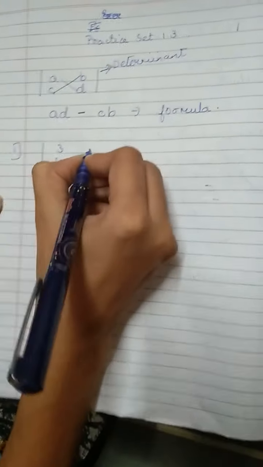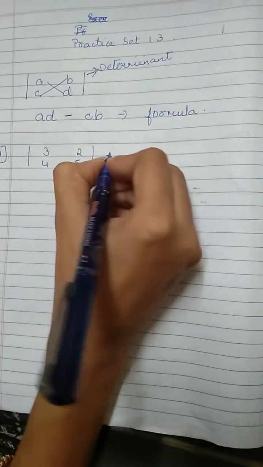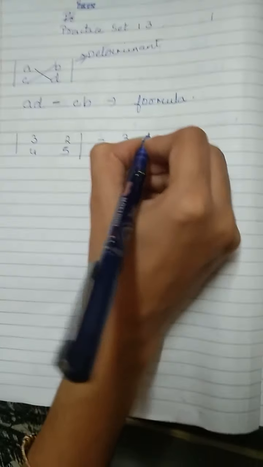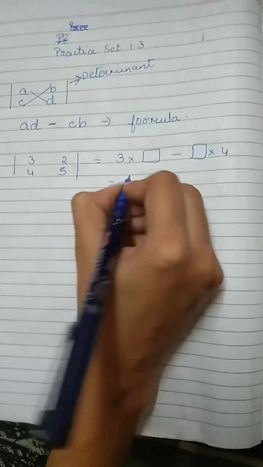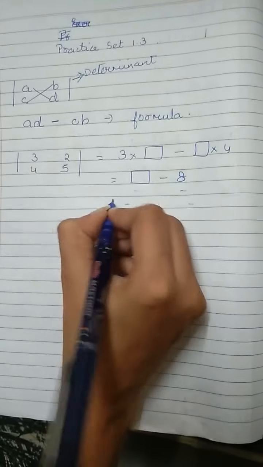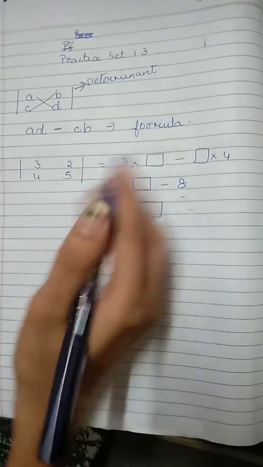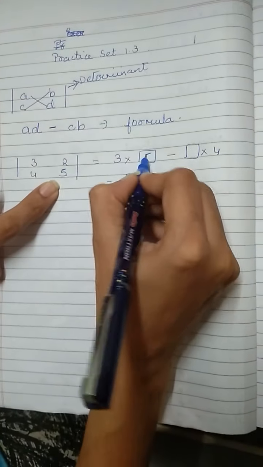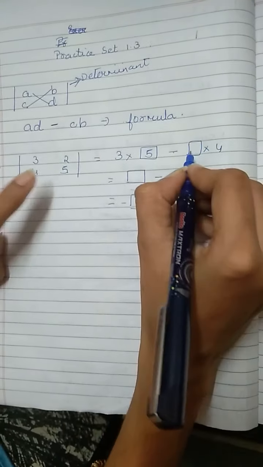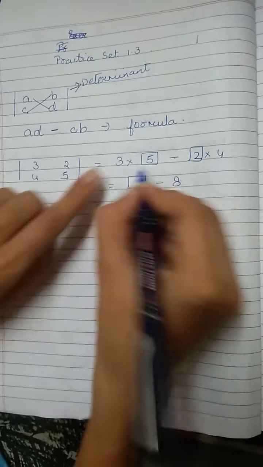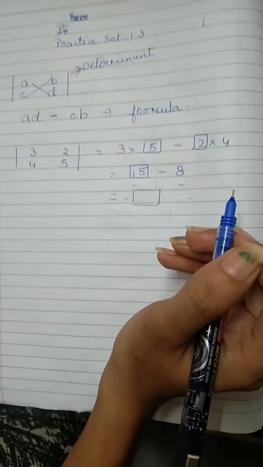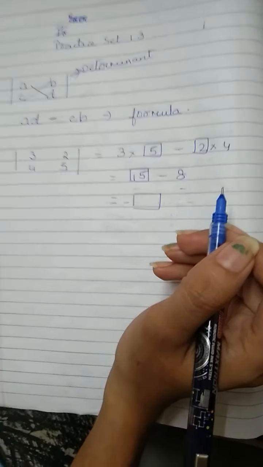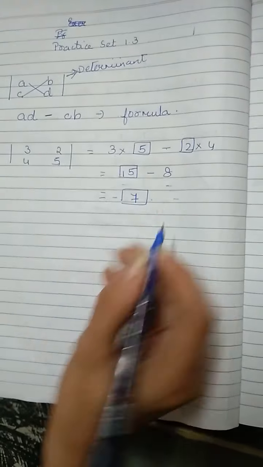3, 4, 2, 5: 3 into 5 minus 2 into 4. 3 fives are 15. 15 minus 8, which is equal to 7. That's the first one.